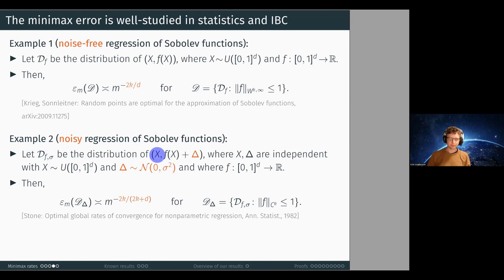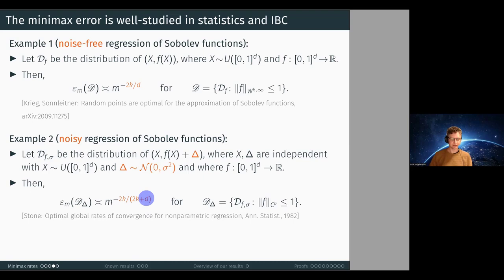So our input is, again, X uniformly distributed, but our training sample Y will now be distributed as f of X plus delta, where delta is some normally distributed noise, for example. And it is known from a classical paper by Stone, for instance, that the minimax error for this decays like m to the minus 2k over 2k plus d.